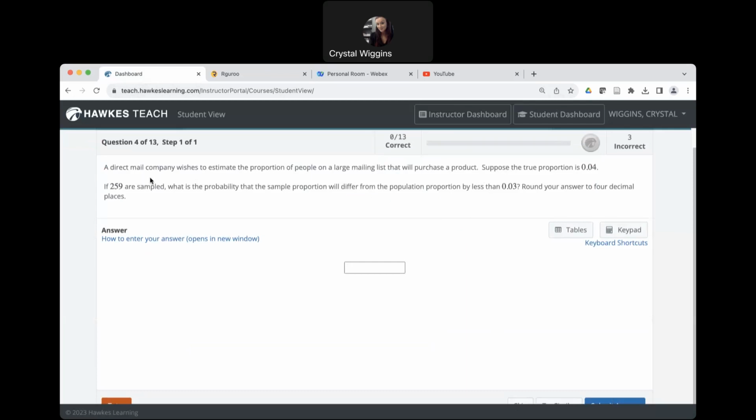Okay, so this problem states a direct mail company wishes to estimate the proportion of people on a large mailing list that will purchase a product. Suppose the true proportion is 0.04. So that's another way of saying the population proportion. If 259 are sampled, what is the probability that the sample proportion will differ from the population proportion by less than 0.03? First step is to pass the central limit theorem. So we're going to use the 0.04 and our sample size of 259 in order to see if the central limit theorem can even be used in this problem.